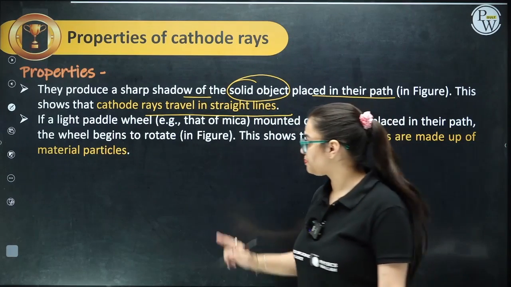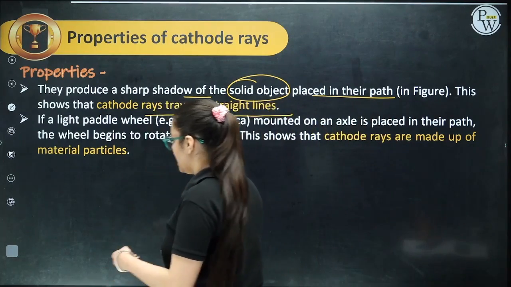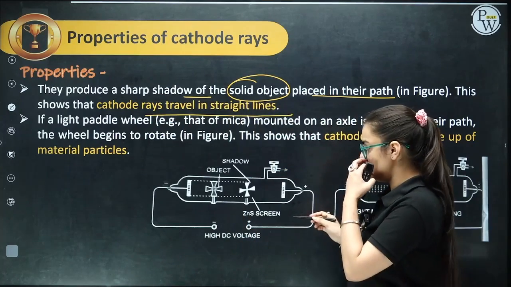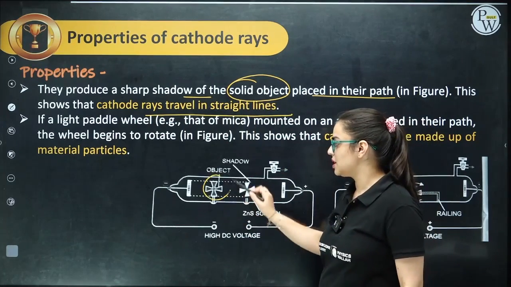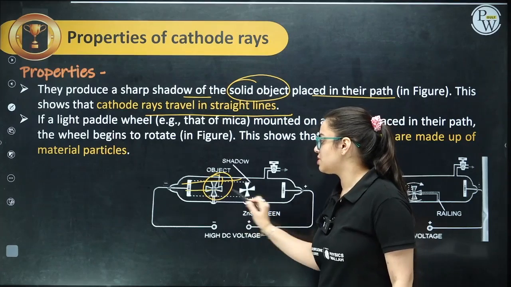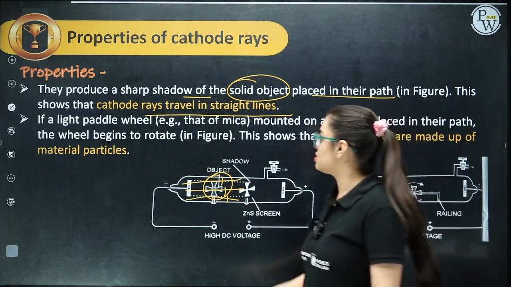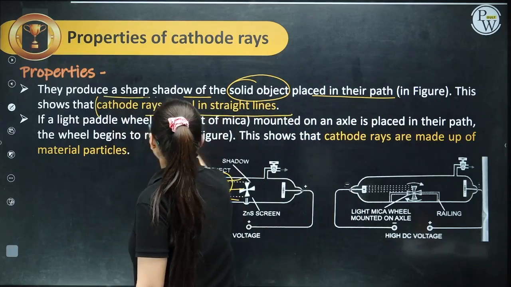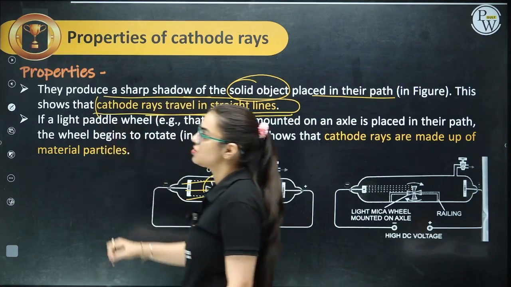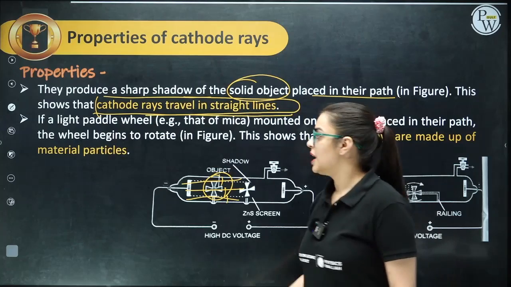Clear, everyone? Now, okay, let me show the diagram. First of all, you can clearly see, for example, if we have this object, cathode rays, as you know, will travel in this direction. So it will produce a shadow over here. So that means cathode rays travel in a straight line. Very important line, cathode rays travel in a straight line. Clear, everybody? Now, the next part.